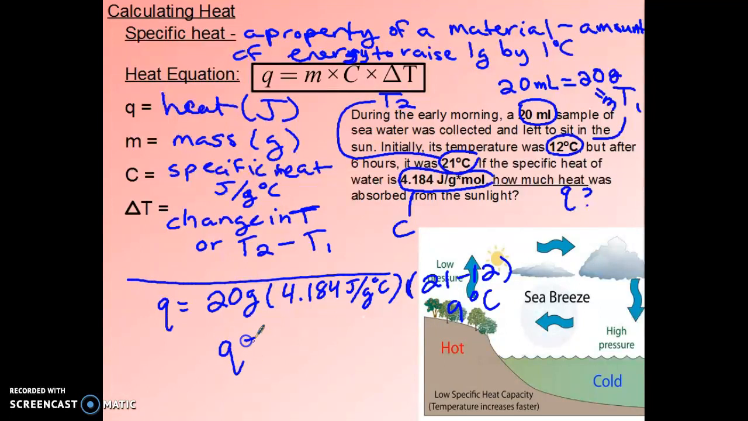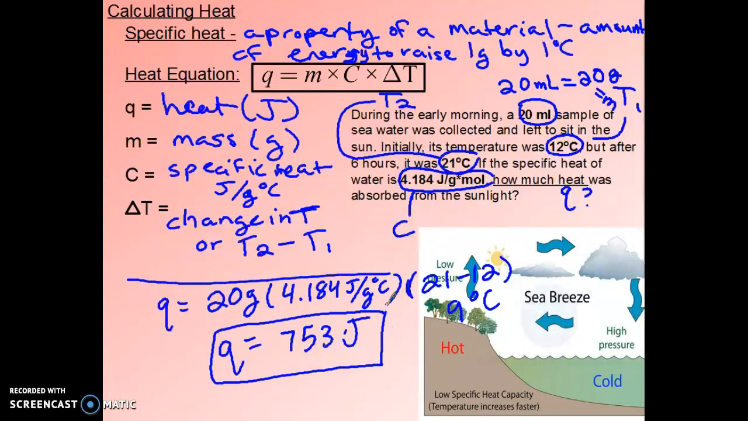9 degrees C times 4.184 times 20. And so I need to get a calculator out. Let's see, 9 times 4.184 times 20, and I get 753 joules. And I could keep fewer sig figs because I have fewer sig figs in my initial information, but we'll just keep this for now. This is the amount of heat that was absorbed by this water as it was sitting in the sunlight. Okay.